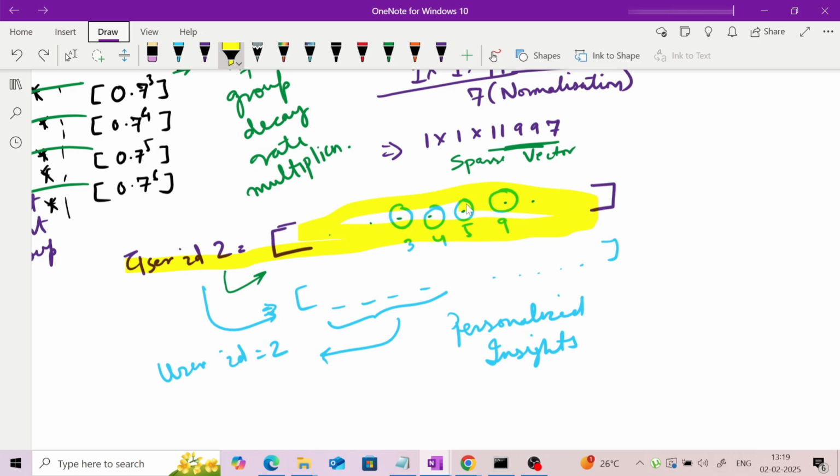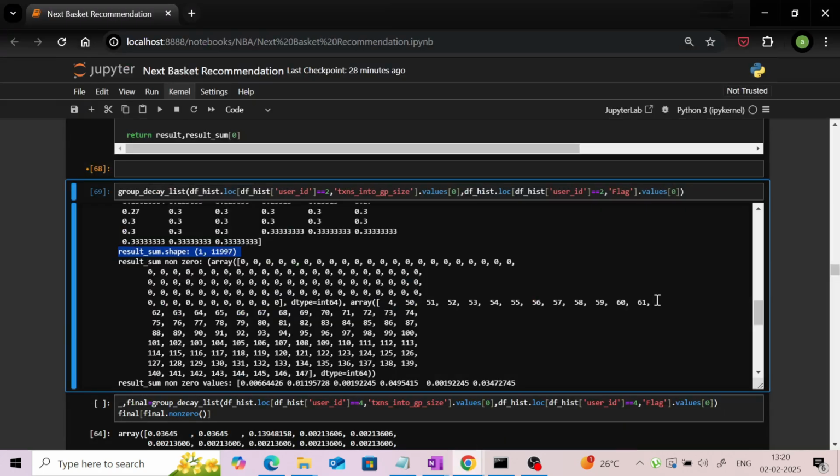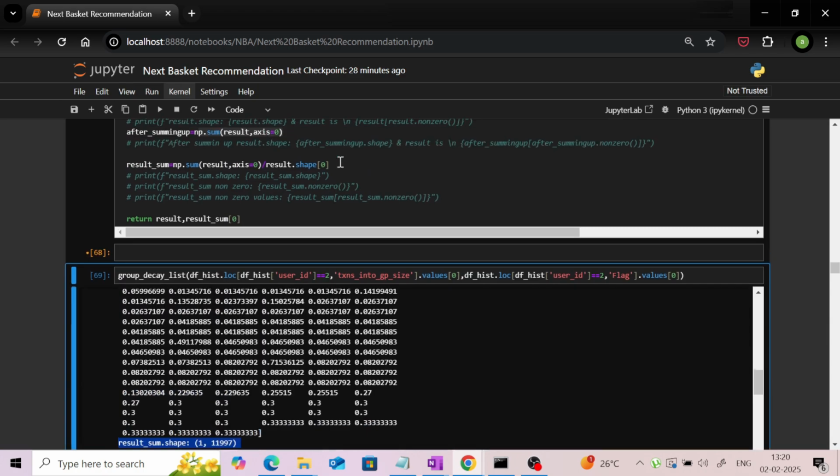This is the final profile of user ID 2, and this vector represents, from a personalized insights point of view, whichever products or product IDs, or the indices, have the highest weightage. When recommended to user ID 2, the user is more likely to purchase that one. So that's pretty much the personalized insights point of view. This final vector is also known as the purchasing profile of user ID 2.